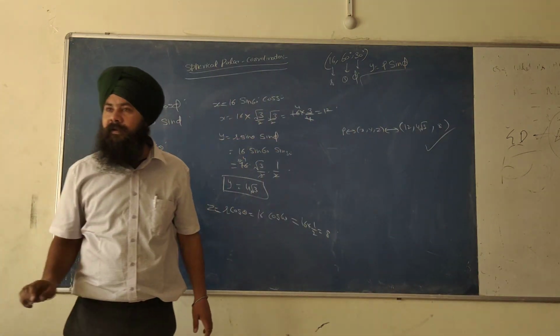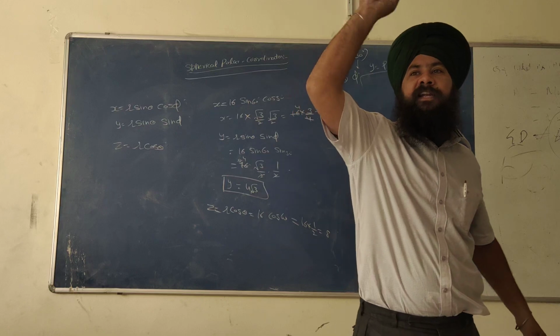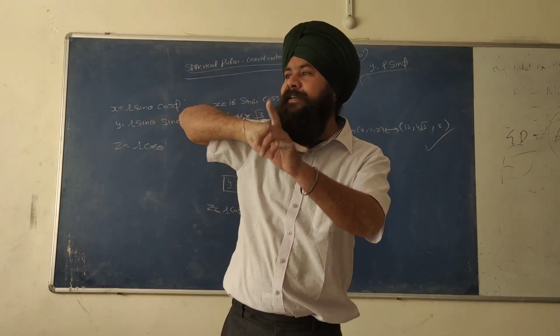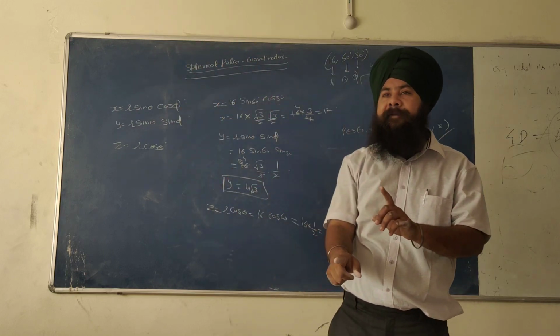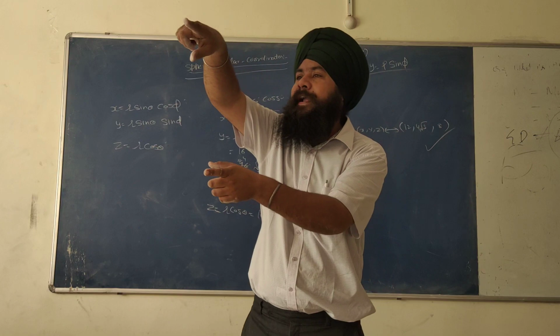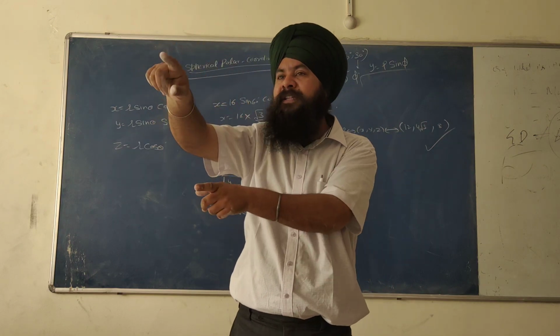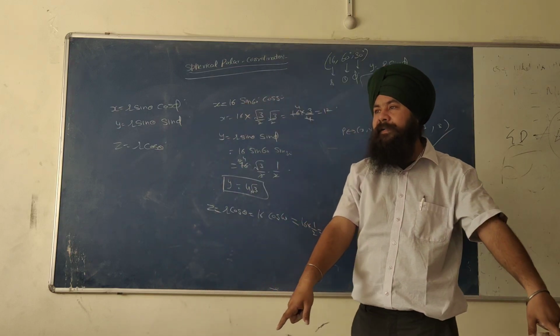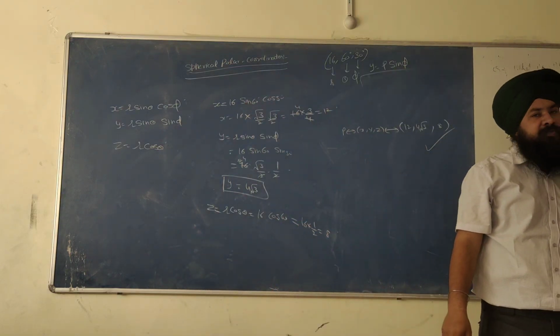Okay, next lecture. What is r? Radial distance. What is theta? Angle between the radial distance and the z-axis. What is phi? Phi is the angle between the x-axis and ON, and ON is the projection of OP in the xy plane.